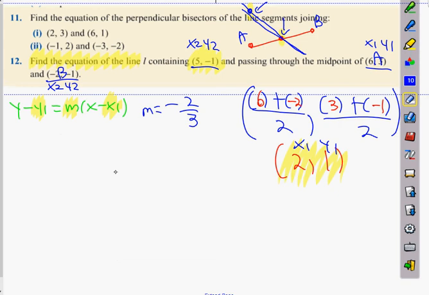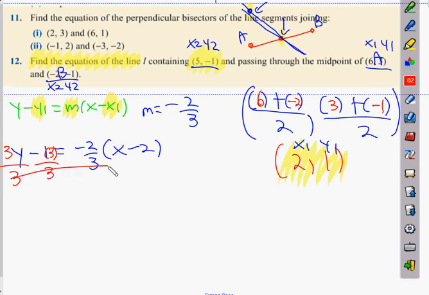Okay, so what we do next is we're going to get y minus y1. It's going to be y minus 1 equals minus 2/3 into x minus 2. Can anybody tell me how to get rid of the 3? Anybody know how to get rid of the 3? Put it all over there. 3y over 3, 1 multiplied by 3 over 3. 3's cancel. So you're going to get 3y minus 3 equals minus 2x plus 4.